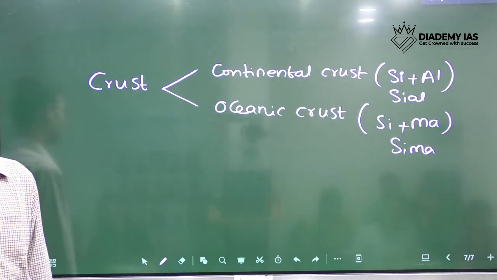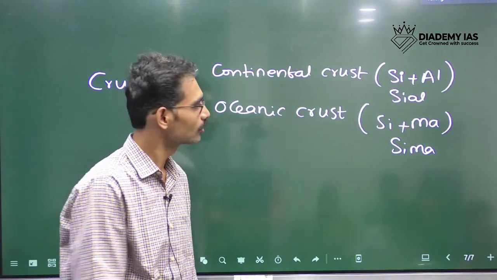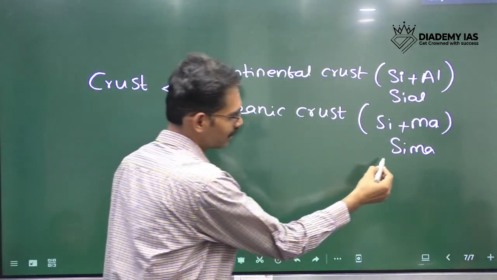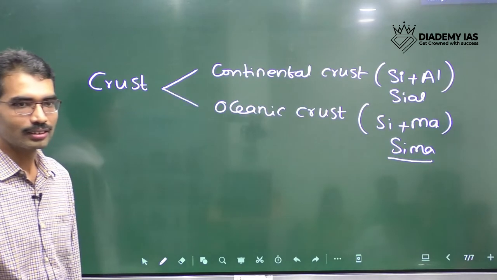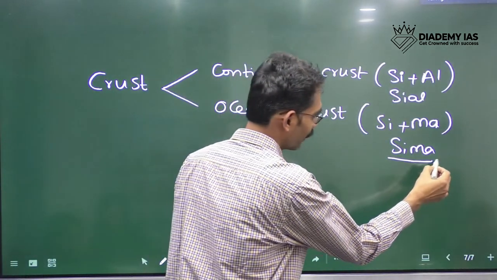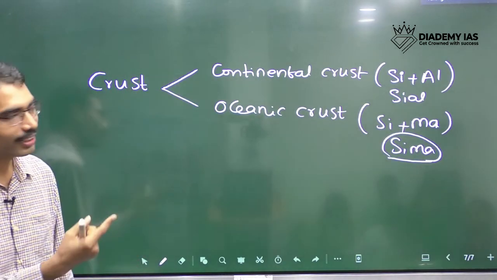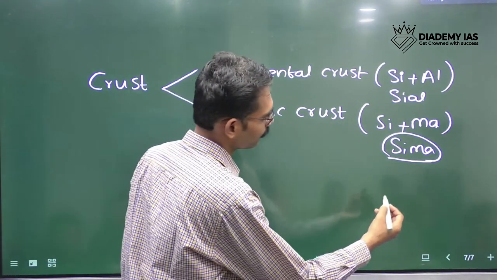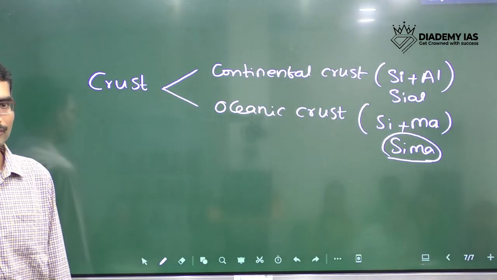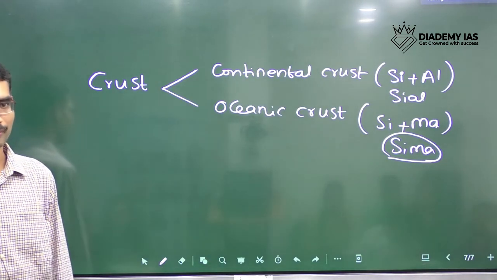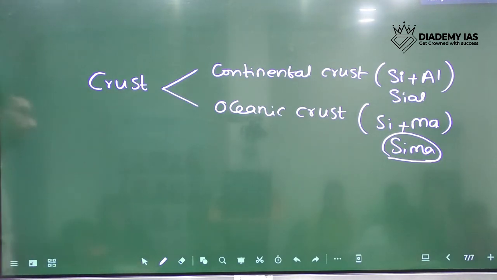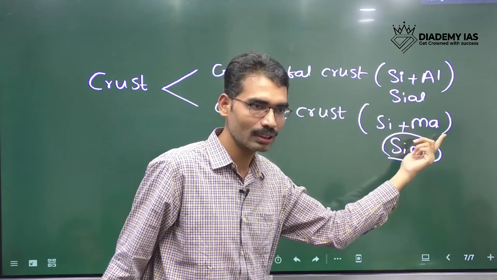Magnesium, not manganese. Generally, we write it like SIMA. To spell properly, SIAL and SIMA, we used to say. Magnesium spelling, MAG. So in that, Ma only we take. The chemical symbol is Mg. SIAL and SIMA. Now you get silicon and aluminium, silicon plus magnesium.